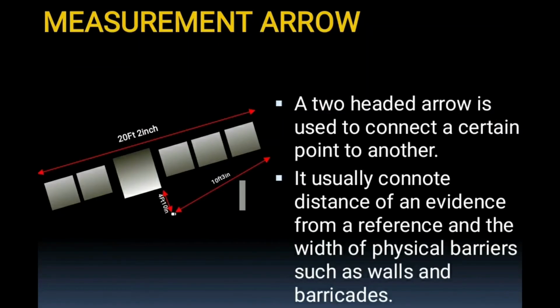Ano po ba yung measurement arrow, no? It is a two-headed arrow which is connected to a certain point to another. It usually connotes distance of an evidence from a reference and the width of physical barriers such as walls and barricades. Okay? Yan. And take note, yung pong type of measurement dapat ay iisa po, no? Yung ginagamit. So kung meters ang ginamit mo sa isa, meters lahat dapat, no?